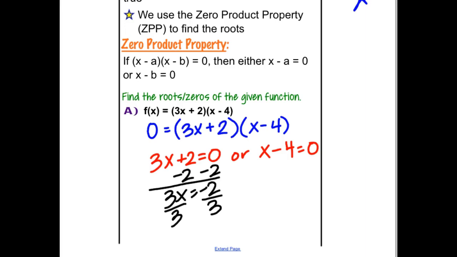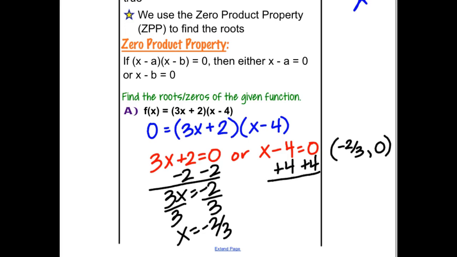And please leave these as fractions. Don't try to get decimal answers. It doesn't make any sense. So we get x equals negative 2/3. That means we have to write our first 0 as negative 2/3, comma 0. I will not accept it just as x equals negative 2/3. For the other one, we need to add 4. And when we add 4, we get x equals 4. That means that my 0 is going to be 4, 0. Pretty straightforward. That's our first type of problem.